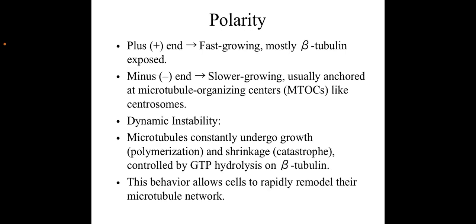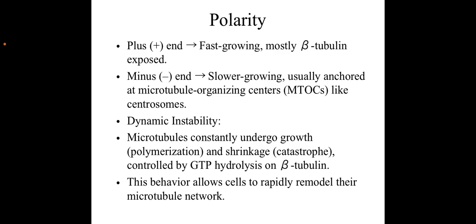If we talk about the polarity, the plus end is the fast growing end, mostly with beta tubulin exposed, and the minus end is slower growing, usually anchored at microtubule organizing centers like centrosomes, which are present in the cell. Centrosomes are actually responsible for forming the mitotic apparatus. That mitotic apparatus is essential for forming the metaphase plate and separation of the chromosomes during the anaphase. So they also provide dynamic instability.